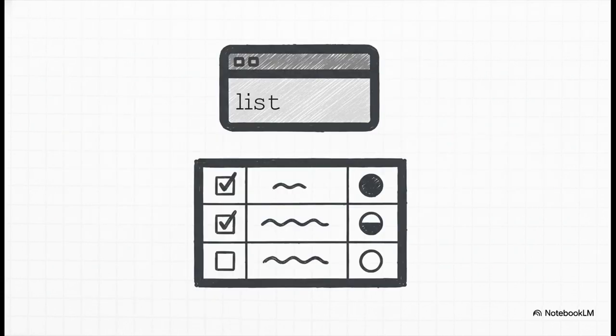And what if you want to see everything you've got going on? Just type list. That's it. All your tasks pop up in this clean, organized table, right there in your terminal. It makes it incredibly easy to see everything at a glance.